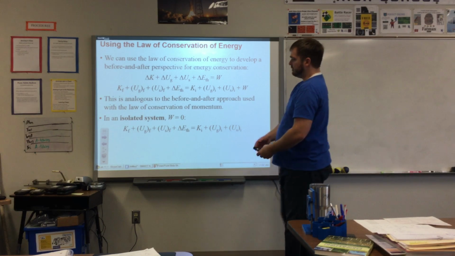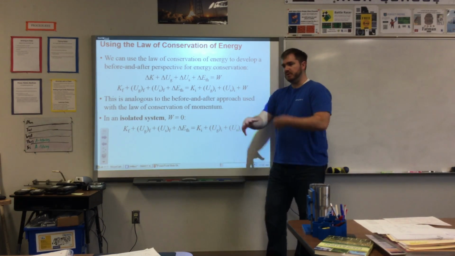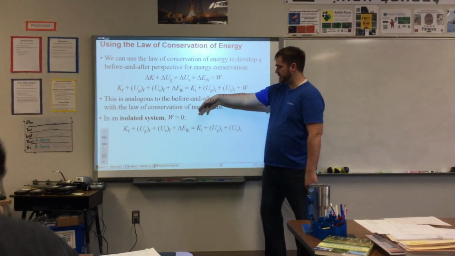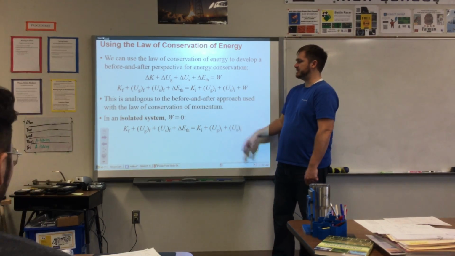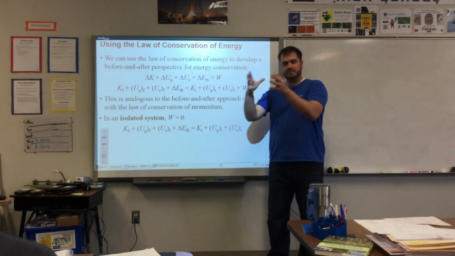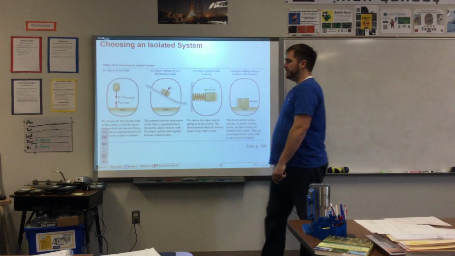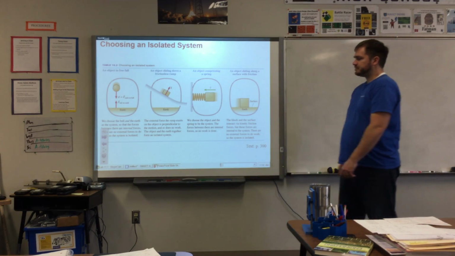Now, for whatever reason, your book likes to throw it around in a different direction. They say the final plus the change is equal to the initial. I don't think that makes sense at all to me. It's the initial plus the change equals the final. This is just going to lead to a negative change.